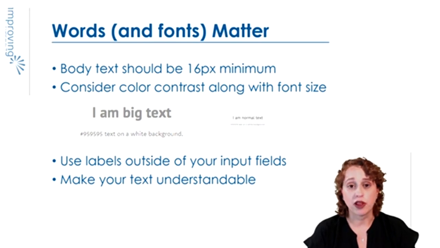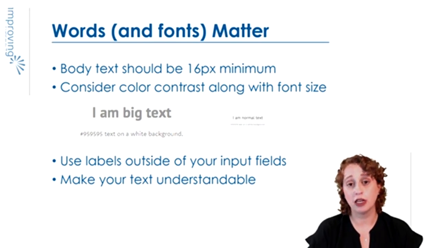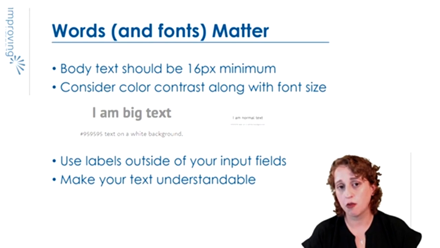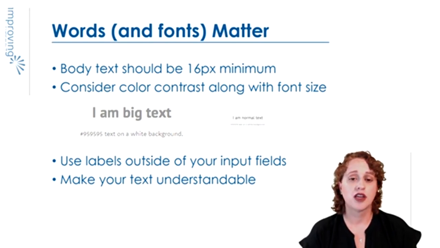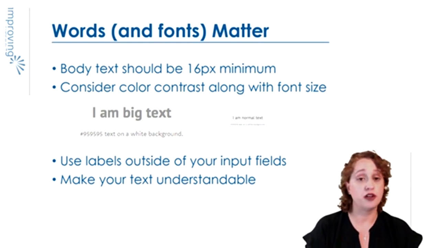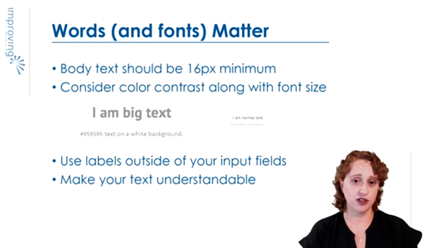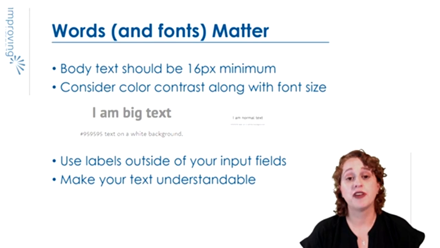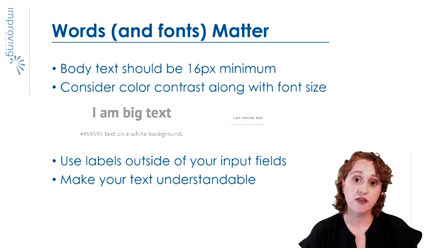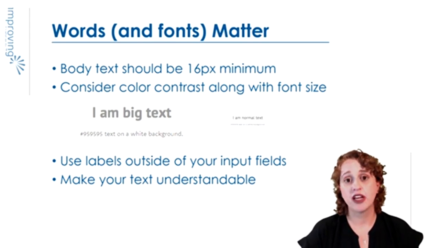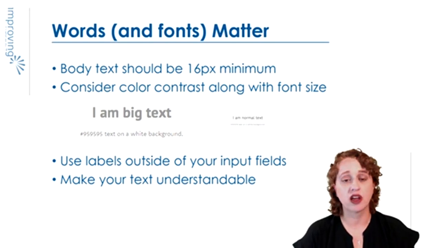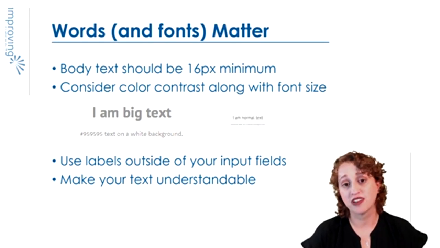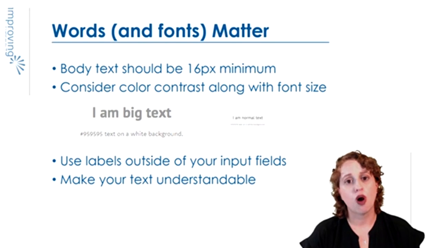Then labeling. Anytime you have an input field, you should have a label on it. A lot of times people will put placeholder text and use that as a label. So as soon as your cursor enters that, I no longer know what that field is supposed to be. If I have a cognitive impairment, or even if I just go in that field and walk away and come back, I may not know what that field needs anymore. So always use labels outside of your input fields.